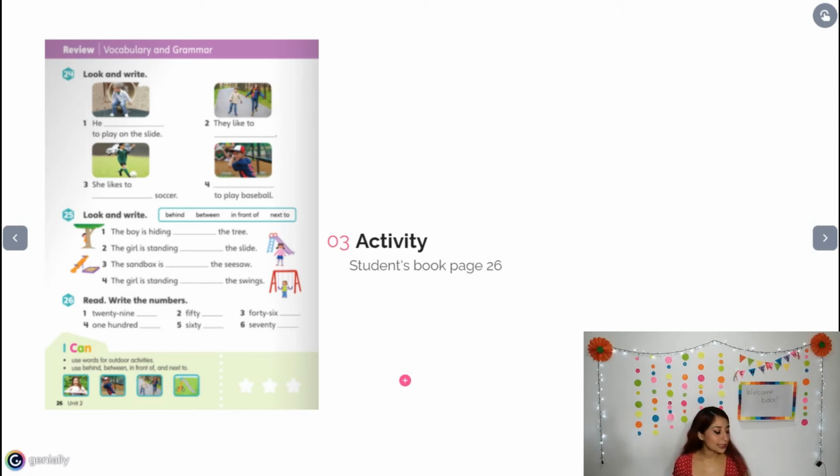Activity 26 says, read, write the numbers, and then you have their names in letters, and you need to complete writing them with numbers. You have number 1, 29, number 2, 53, 46, 100, 5, 60, 6, 70. It's going to be easy for you if you pay attention to the numbers, if you practice your numbers.